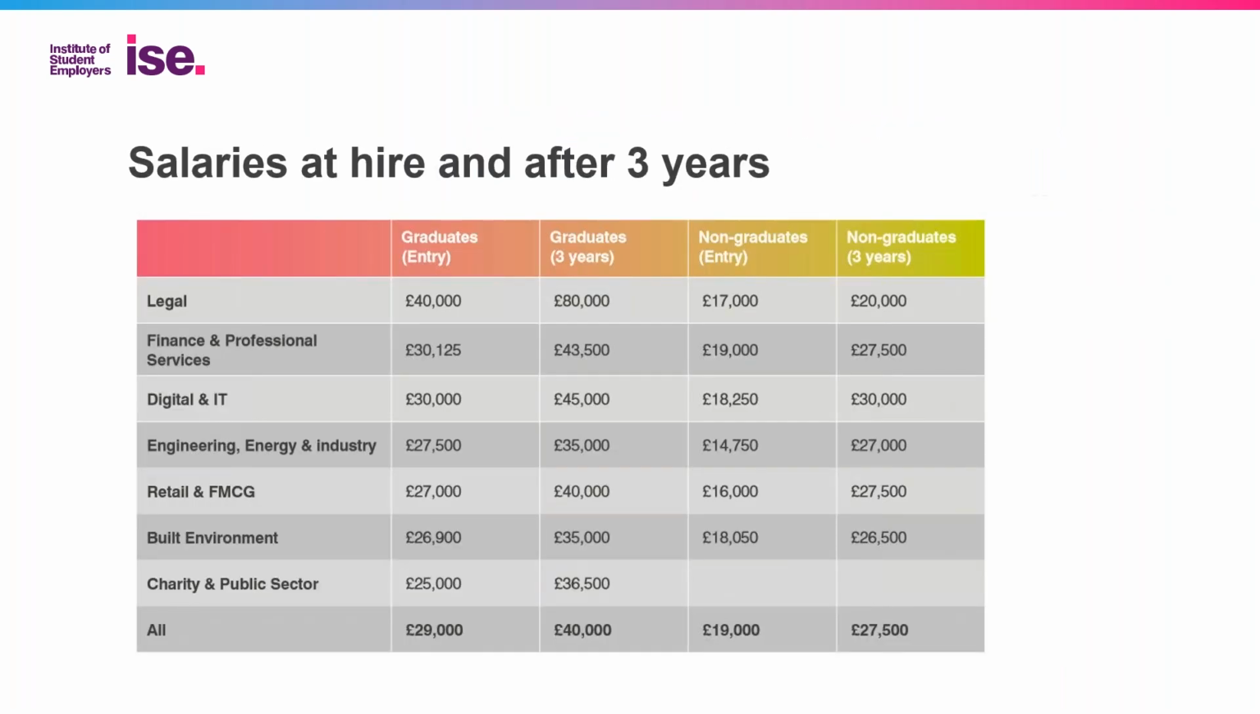If we look at that in particular for the retail and fast moving consumer goods sector, based on our recruitment survey, you were appointing your average graduate at about £27,000. After 3 years, they're going to be earning around £40,000. You're appointing your average non-graduate at around £16,000, and after three years, they would be earning about £27,000, about the same as your graduate entrants. So if this is right, it looks like a pretty positive picture in terms of salary.